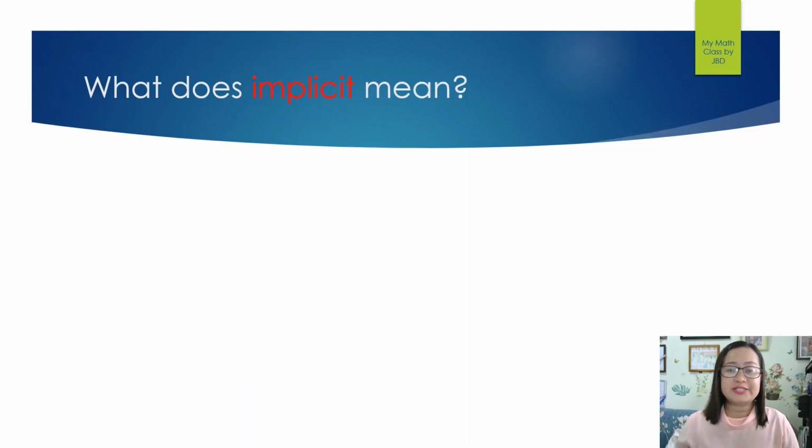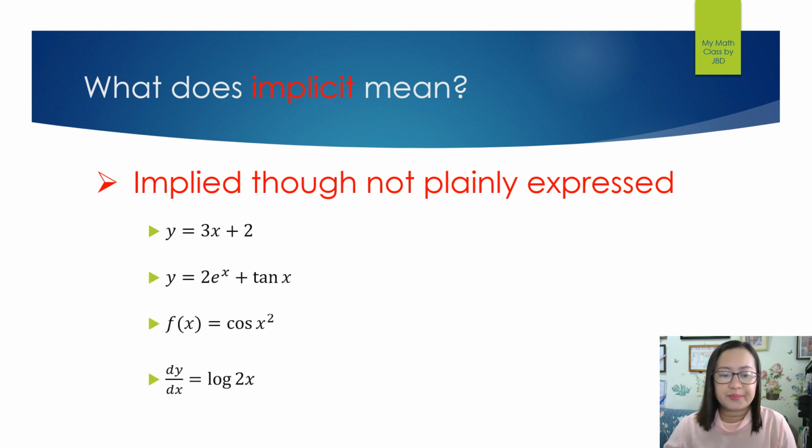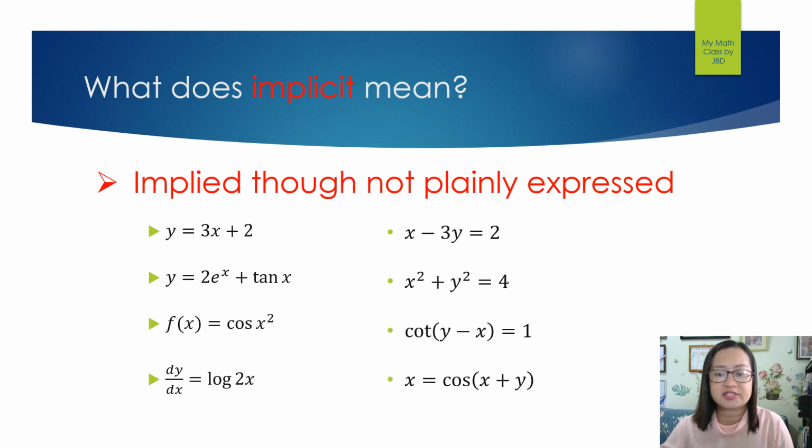What does implicit mean? According to the Oxford Dictionary, implicit means implied, though not plainly expressed. In our previous lessons, we have dealt with functions expressed in this form. This week, we are going to deal with functions expressed in these forms.